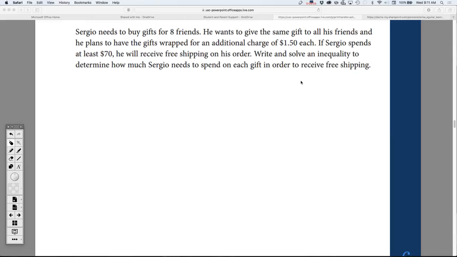Okay, so we're going to continue section 2.4. Sergio needs to buy gifts for 8 friends. He wants to give the same gift to all his friends, and he plans to have the gifts wrapped for an additional charge of $1.50 each. If Sergio spends at least $70, he will receive free shipping on his order. Write and solve an inequality to determine how much Sergio needs to spend on each gift in order to receive free shipping.